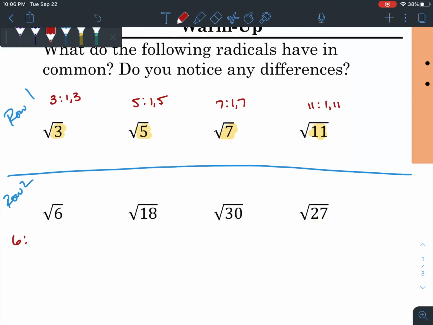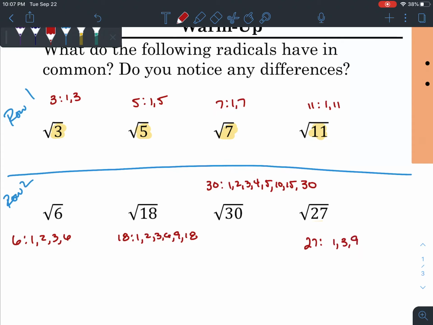For example, 6 has the factors of 1, 2, 3, and 6. 18 has the factors of 1, 2, 3, 6, 9, and 18. 30 has the factors of 1, 2, 3, 5, 6, 10, 15, and 30. And 27 also has the factors of 1, 3, 9, and 27. So row 1 are prime. Row 2 have multiple factors.